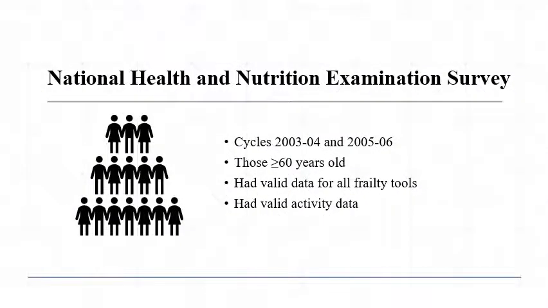Methodology. This cross-sectional study used the NHANES database. NHANES is a program of studies designed to assess the health and nutrition status of adults and children in the United States. The 2003 to 2006 cycles were used, and individuals were included in the analysis if they're 60 and older, had valid frailty tool data, and had valid physical activity data.